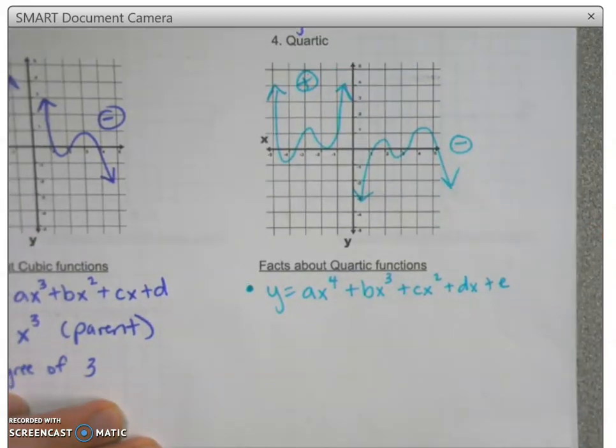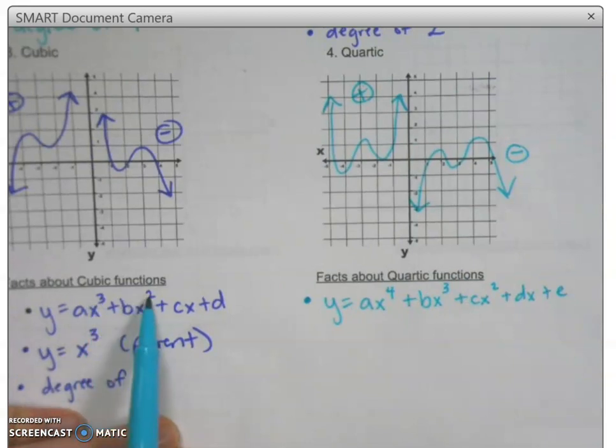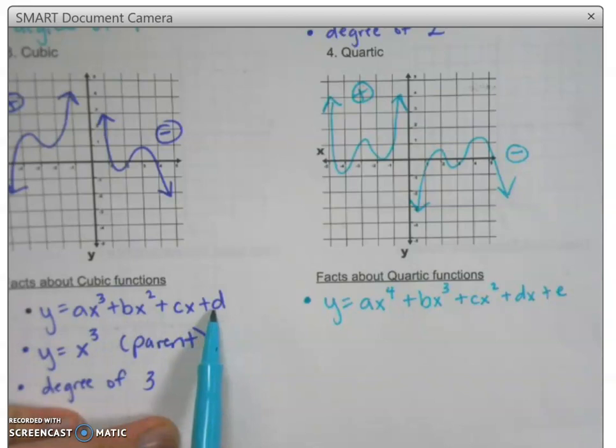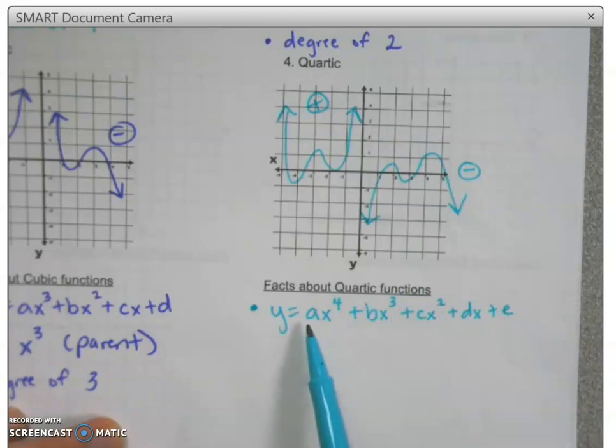Notice these are getting pretty long, but there is a pattern here. So if you notice this one, the exponents go 3, 2, 1, nothing. And the letters go A, B, C, D. This one does the same thing. Your exponents count down 4, 3, 2, 1, nothing. And alphabet goes A, B, C, D, E. So there's a pattern to it.